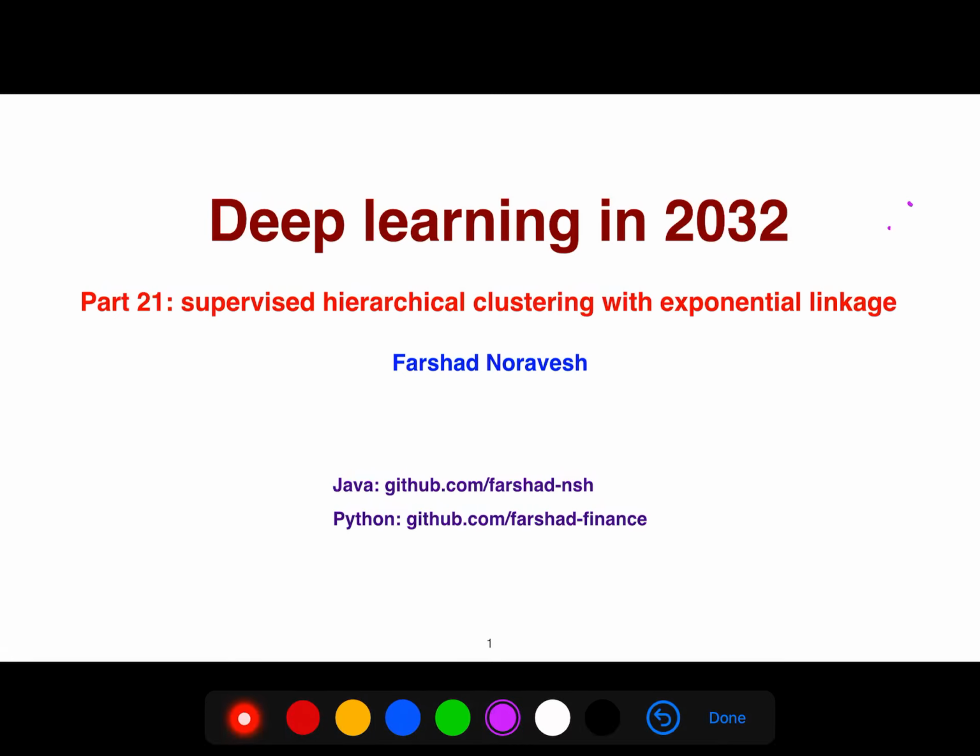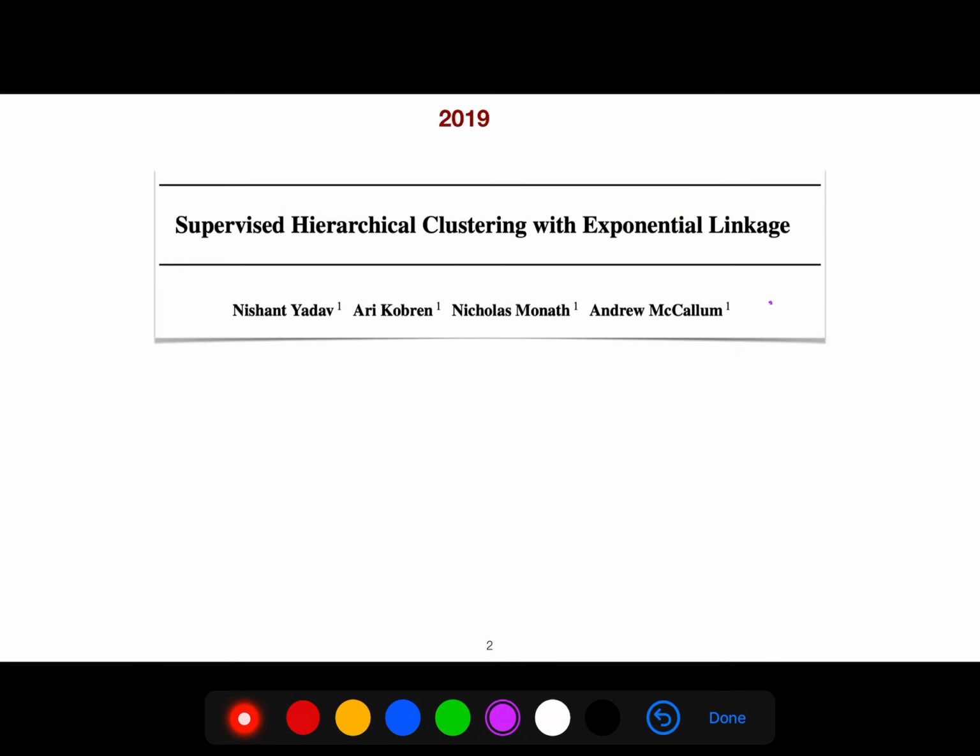Now I want to explain this article, supervised hierarchical clustering with exponential linkage. This is an important article about hierarchical clustering. But we use the supervised paradigm and we use exponential linkage. So it's not just single linkage. It's a weighted combination, and you will see.